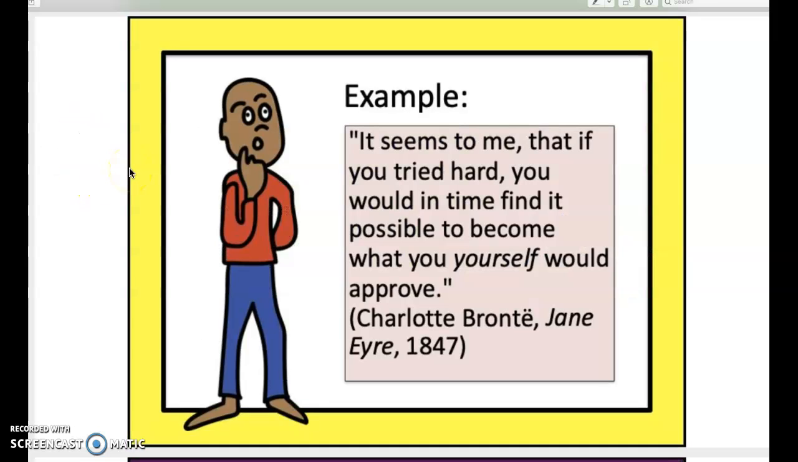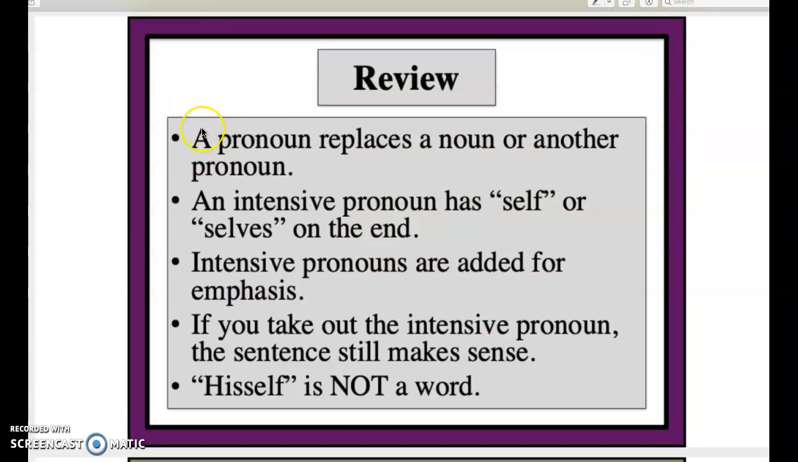It seems to me that if you tried hard, you would in time find it possible to become what you yourself would approve. Yourself is placing emphasis on you. If we remove yourself, the sentence would still make sense. So, to review, a pronoun replaces a noun or another pronoun. An intensive pronoun has self or selves on the end. Intensive pronouns are added for emphasis. If you take out the intensive pronoun, the sentence still makes sense. His self is not a word.